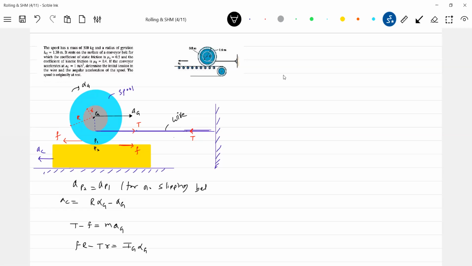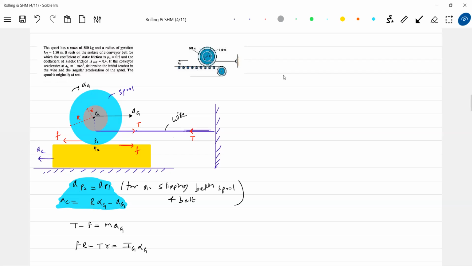For no slipping between spool and belt. Okay, got the idea? So this is the relationship I brought from here. Okay, now check it: is our problem solved?